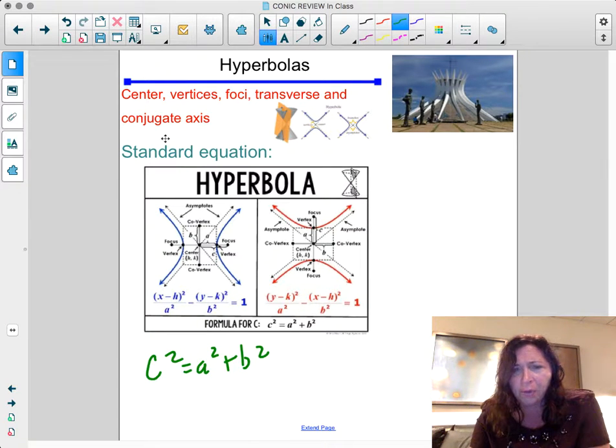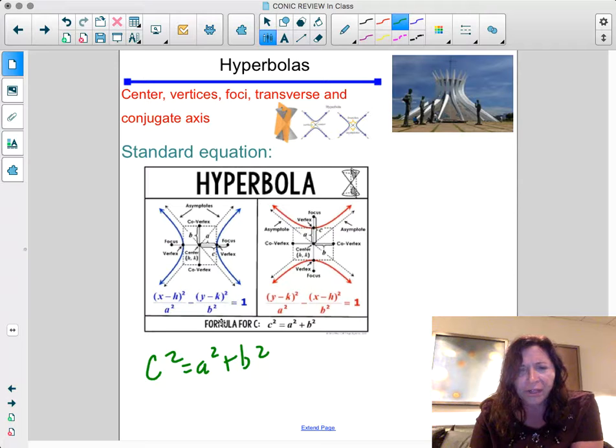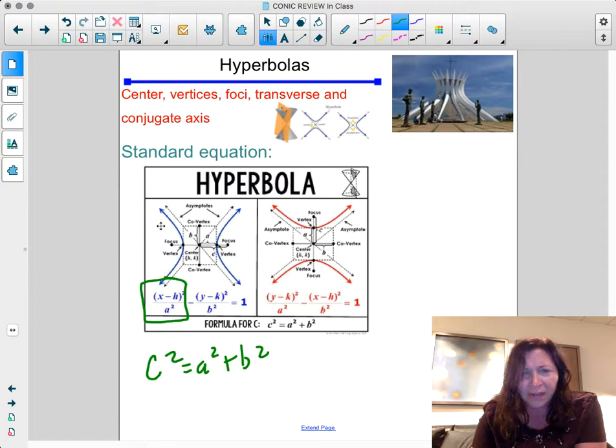Additionally, for a hyperbola, you have the equation x minus h quantity squared over a squared minus y minus k quantity squared over b squared equals 1. If the x term is positive, that means my hyperbola is going to open up horizontally like that on the x-axis. But if my y squared term is positive, that means my hyperbola is going to open up vertically, up and down.